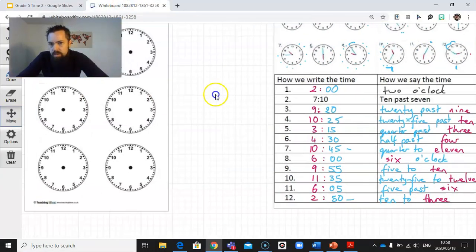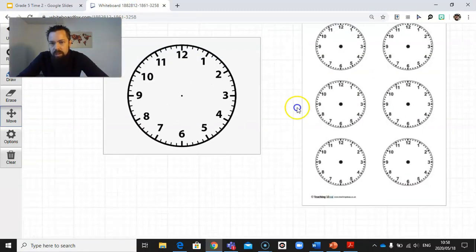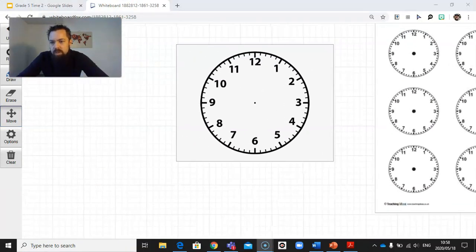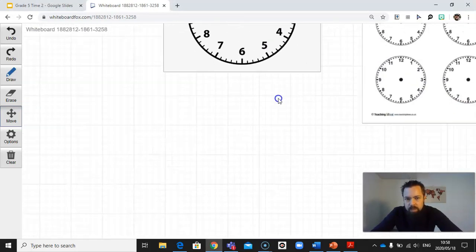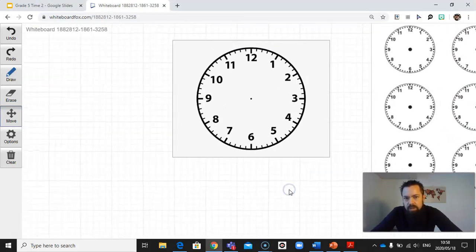Okay, so let's go across and have a look at our clock, and I've got some times to put on there. Perhaps actually just before we do that, this is quite neat for me because I've put a picture here and I can draw on the clock.